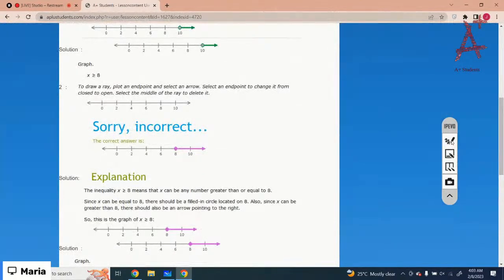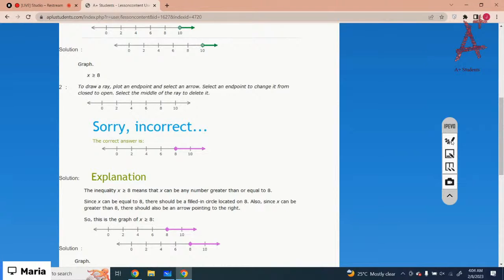Okay, the next one is x is greater than or equal to 8. Got it? Okay, so now x can be equal to 8 and greater than 8. Got it? That means now 8 is included in the graph.